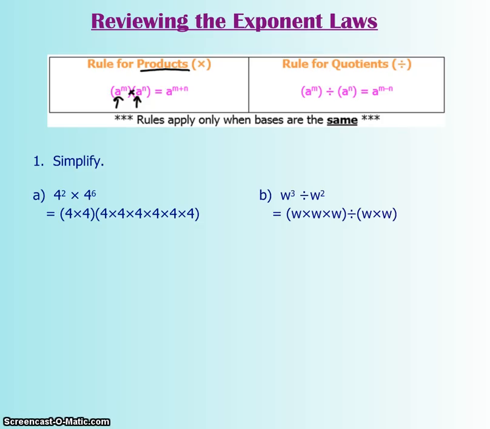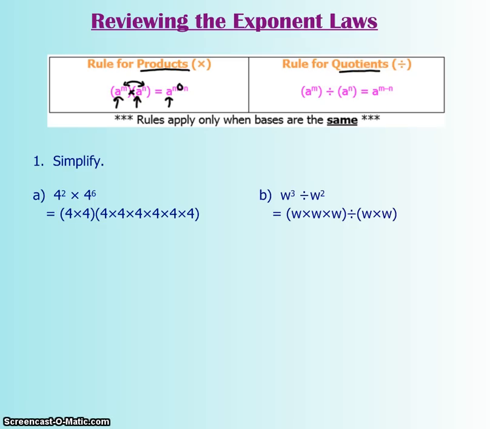So those two a's don't multiply to a squared. They actually stay as an a base. But when you do multiply these two terms, your exponents add together, and that's how the rule for products works.